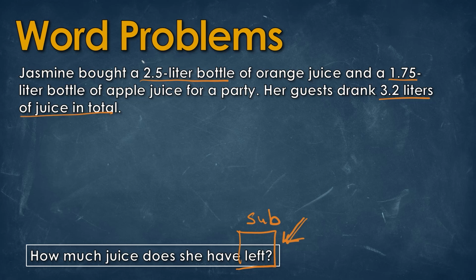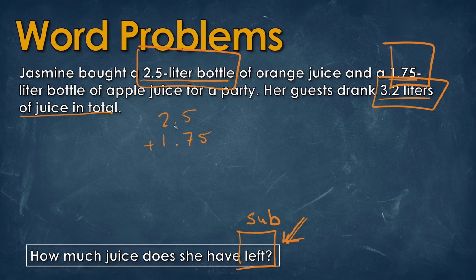So we know we're going to add these two numbers together. We want to take what was originally bought, and then we're going to subtract from it what was actually drunk. So those two numbers that we're going to add together are going to be 2.5 plus 1.75. Now again, we have a missing 0, so we're going to put that in right here. And whenever you add two numbers, it doesn't matter what order you add them in, as long as you make sure that the decimal places stay in line and you start on the right side.